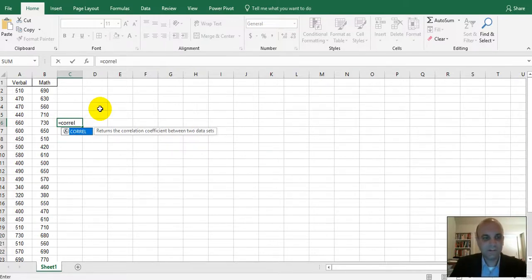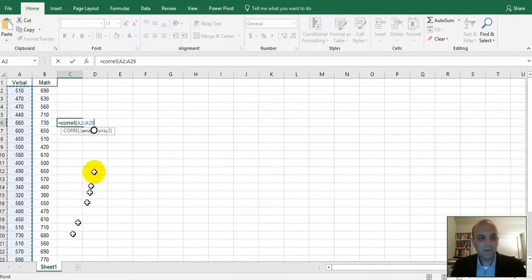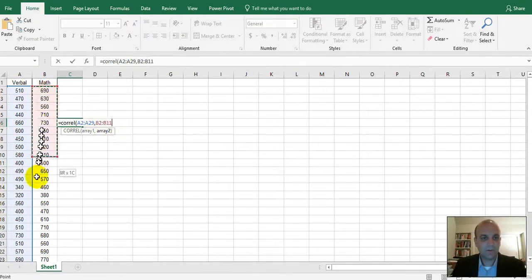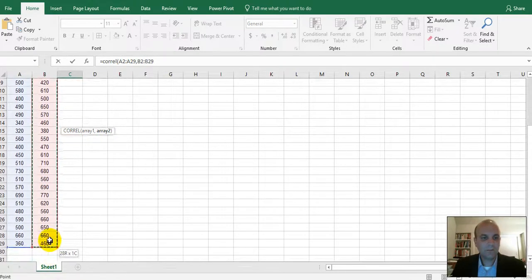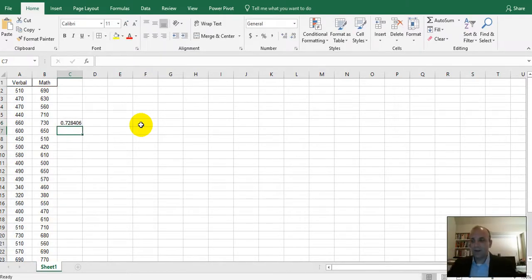That's the correlation function. So I'm going to do open parentheses here. Now it says array 1 here. I'm going to select this column for the verbal scores, A2 through A29. Then I'm going to put a comma here. Then I'm going to get array 2, the second grouping I want, B2 through B29. So close parentheses. And there you go. That's the calculation of my Pearson's product moment correlation coefficient.